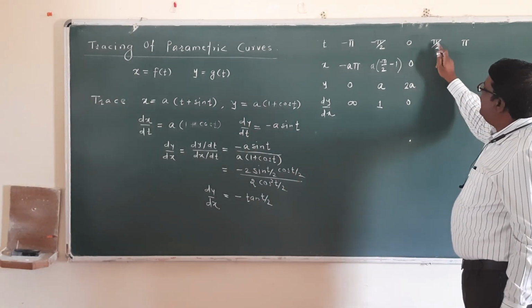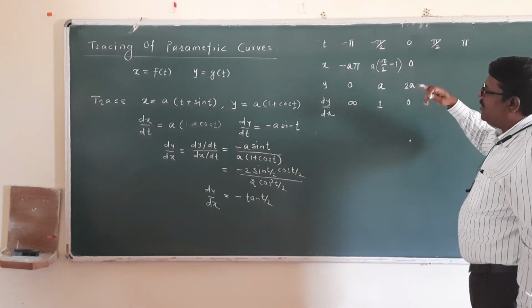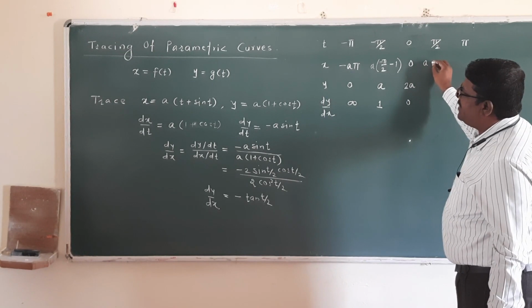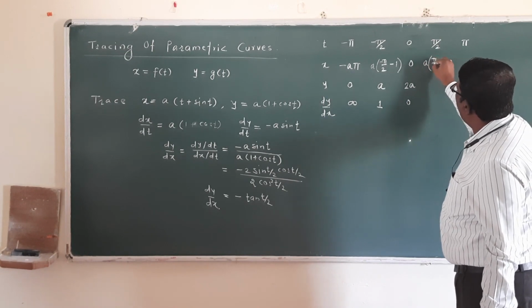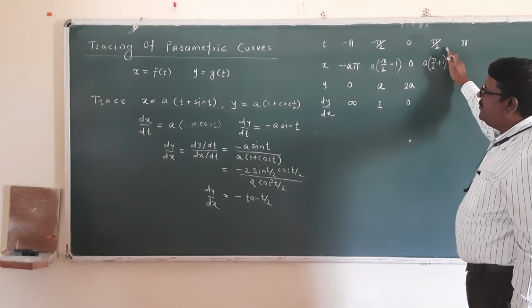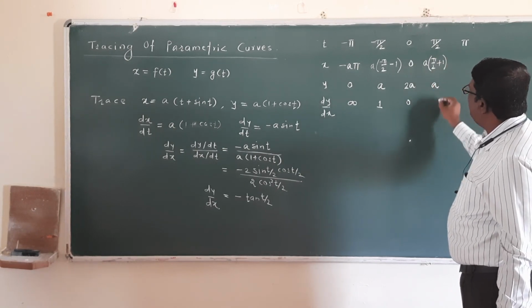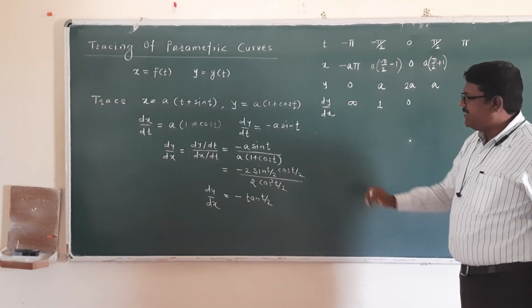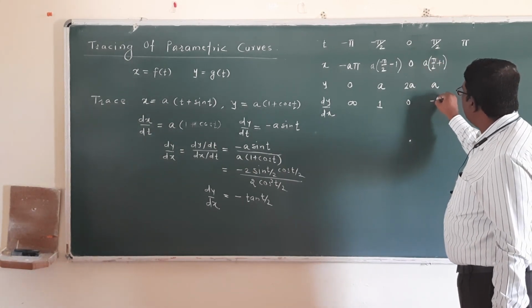Next, when t is pi by 2, what is x? It is a into pi by 2 plus 1. When t is pi by 2, the value of y is a, and the value of dy by dx is minus 1.